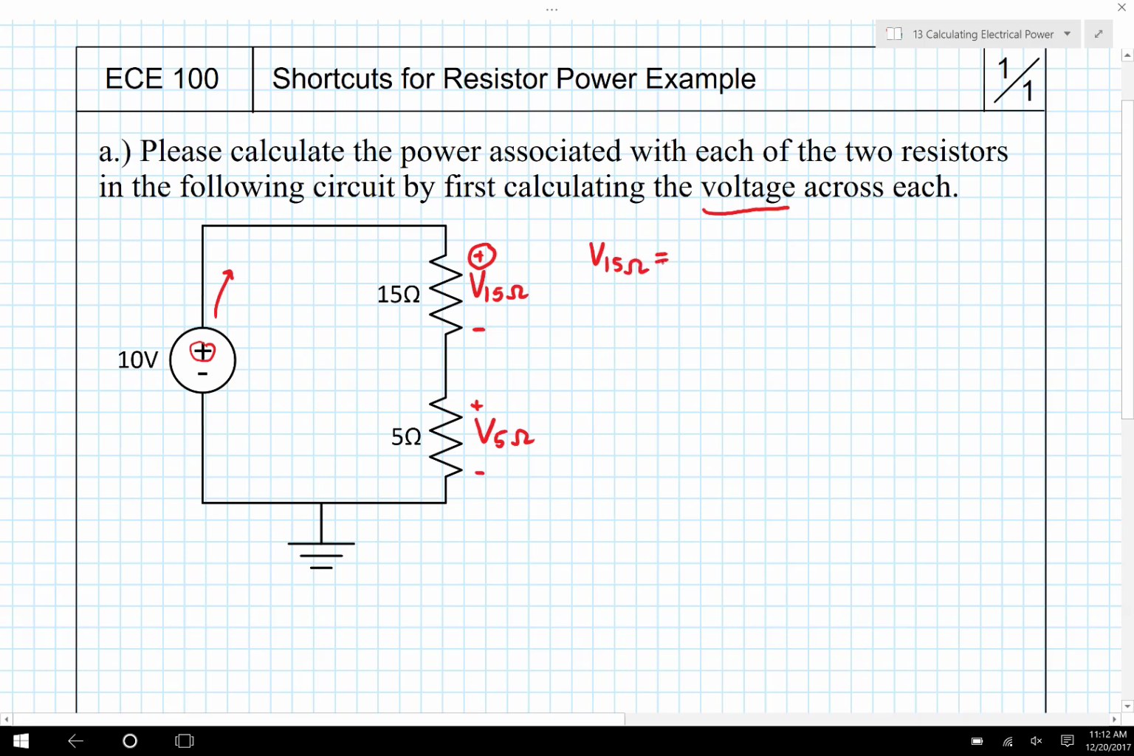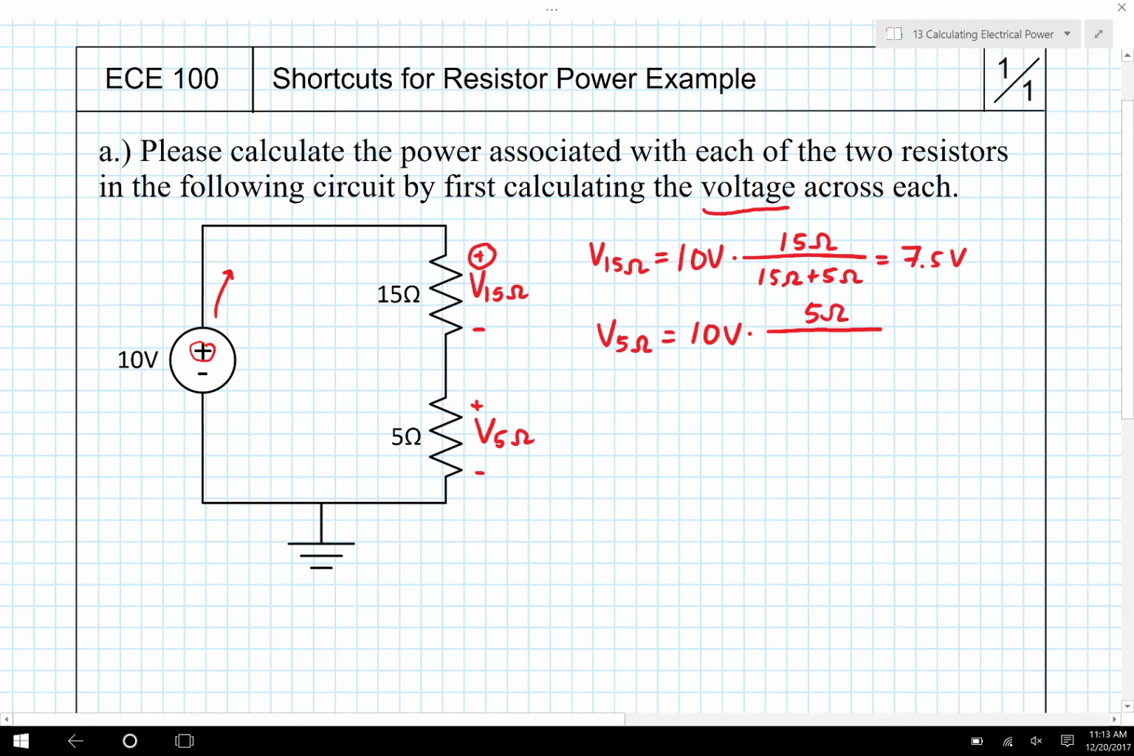The 15 ohm voltage is going to be the total voltage, 10 volts, multiplied by the ratio of the resistor that we care about, divided by the sum of the two resistances. And this works out to be 7.5 volts. Now, I could go ahead and just assume that the other 2.5 volts is going to drop across the 5 ohm resistor, but as a good engineer, I'm going to go ahead and calculate that separately, and then that will allow me to double check my work to make sure that they do in fact add up to 10 volts.